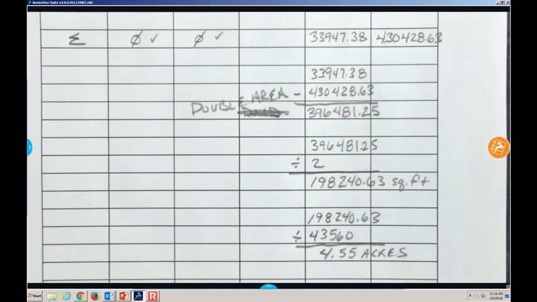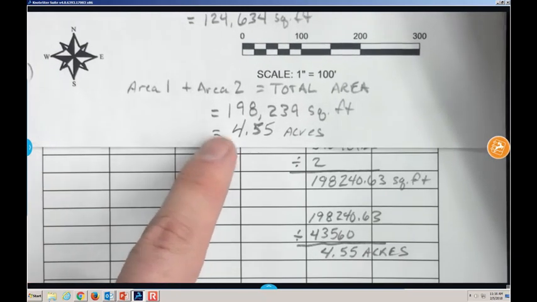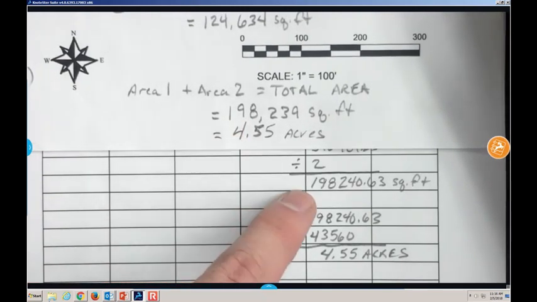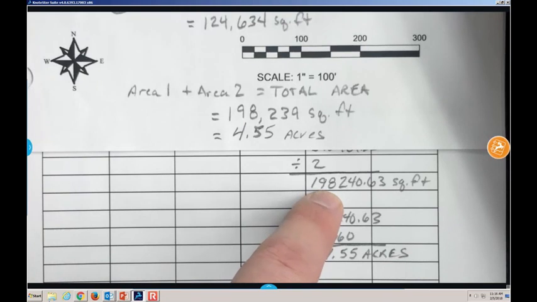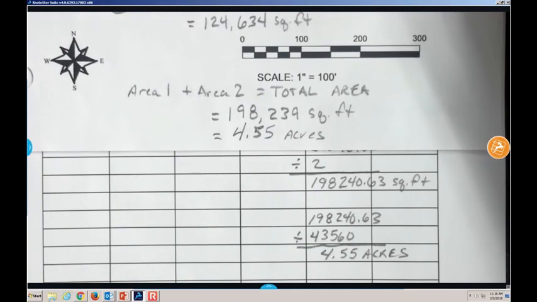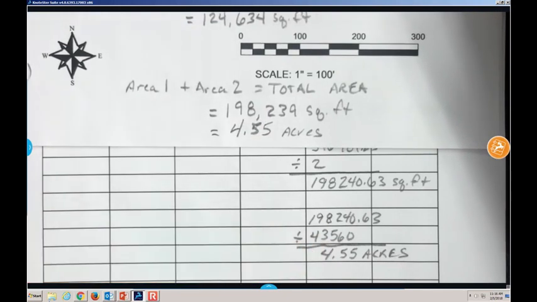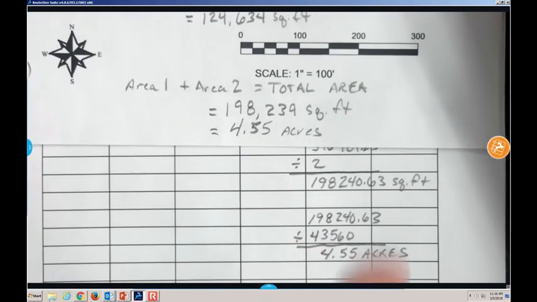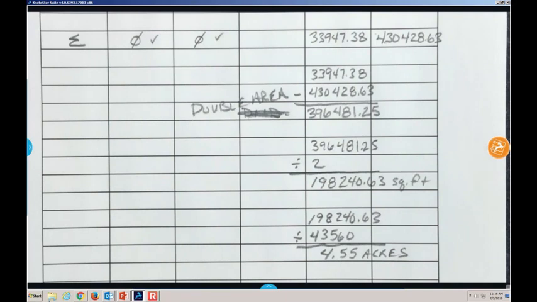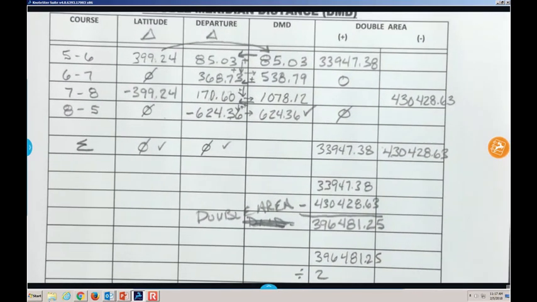Okay, so if I look back at my diagram, when I figured it out with the triangle, we got the same thing, right? This one's off by about, it's just a rounding error in the square feet. It's not really technically an error. It's off by less than a square foot. But it's correct. Same acreage. So we're good there. Everybody understand what we did at the top of the page here?